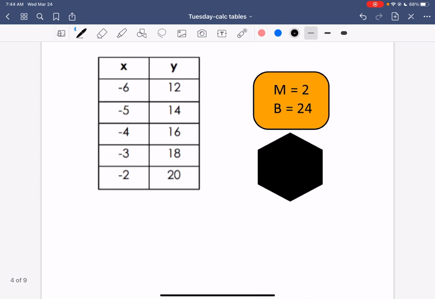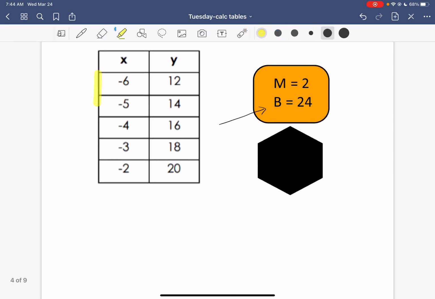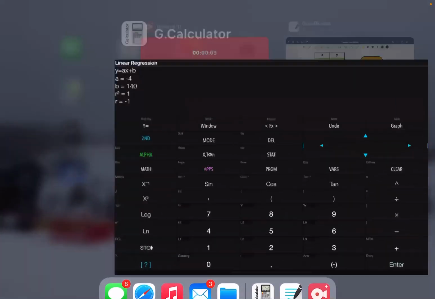On this one especially, we don't see any zeros, so we wouldn't be able to immediately identify that our b, or our y-intercept, is this 24 that's written over here. So these are our answers that we're going to try to get ourselves. I'm going to go back to my calculator, and for ease purposes, I'm going to choose these two coordinate pairs to put into my new table. Okay, going back to my table.